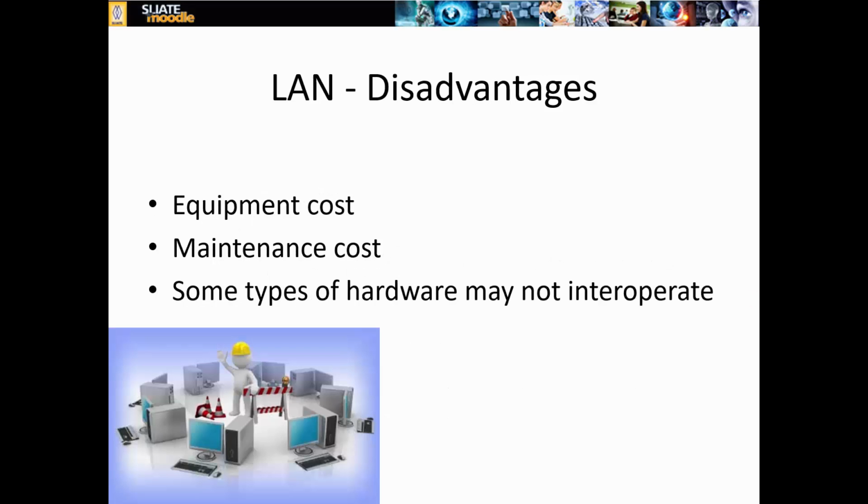There are certain disadvantages of these networks as well. If you want to build a local area network, you will need additional equipment to connect your computers together, and in addition you will need to maintain the network. So you have to bear the cost of equipment as well as the cost of maintenance. And also, when we try to connect the devices we have in our organizations or institutes, there may be problems of interoperability. So we will have to figure out those problems as well.